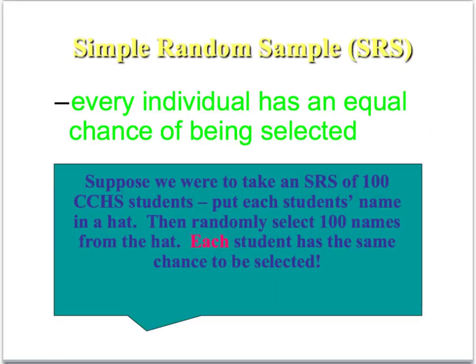So the first criteria for the simple random sample is that every individual has to have an equal chance of being selected. So let's say that we were taking a simple random sample of 100 Caney Creek High School students, and we put every student's name in a hat, and they were all on equal pieces of paper and folded the same way and so forth. And then we randomly selected 100 names from the hat, and so each student had an equal chance of being selected from that hat. Again, you may want to pause the video to write down any necessary information.